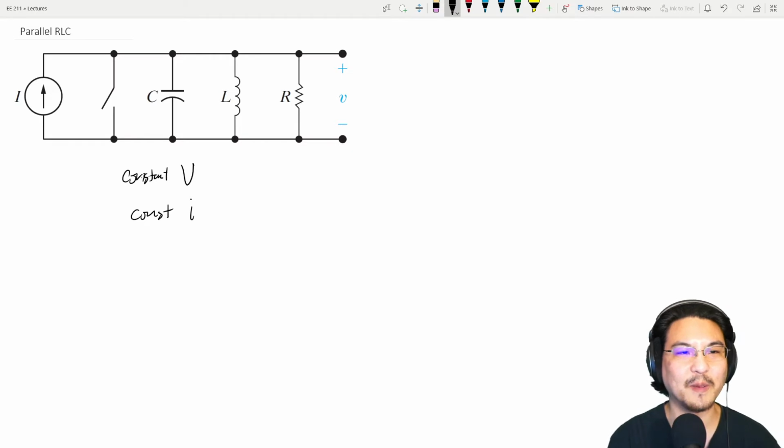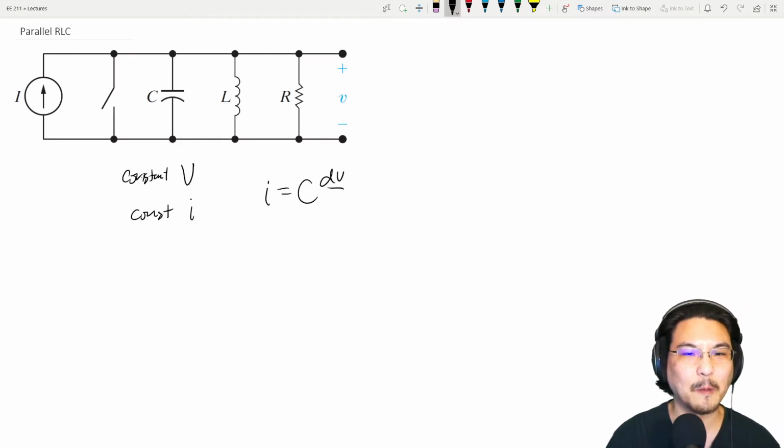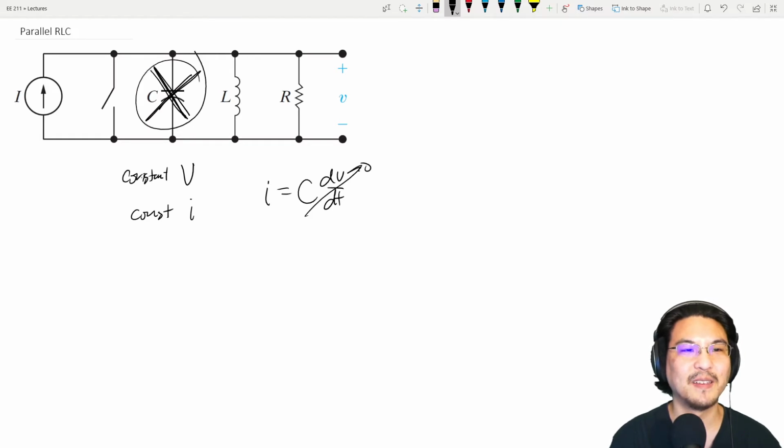So then what happens for a capacitor? The current through the capacitor looks like this. And then if the voltage is constant, then the time derivative would be 0. So the current through the capacitor would be 0, right after a long time. So there's no current going this way.